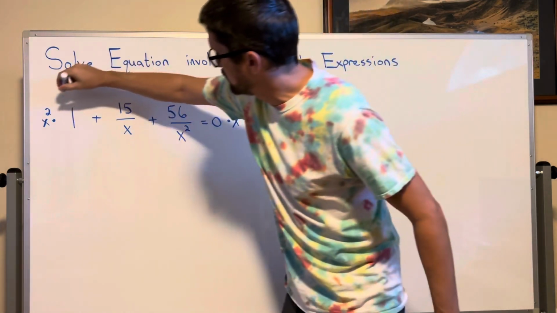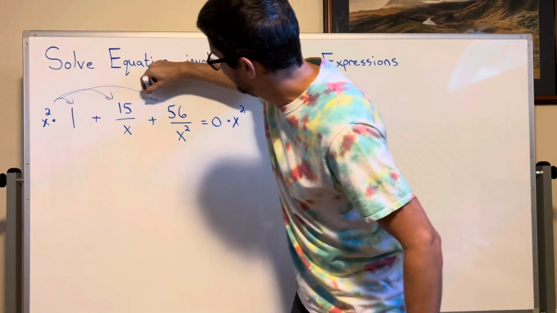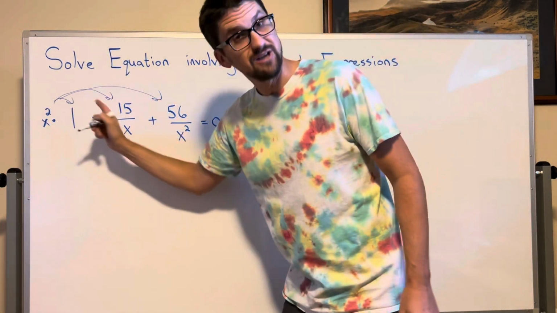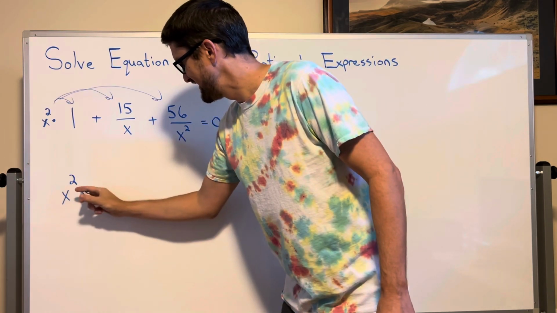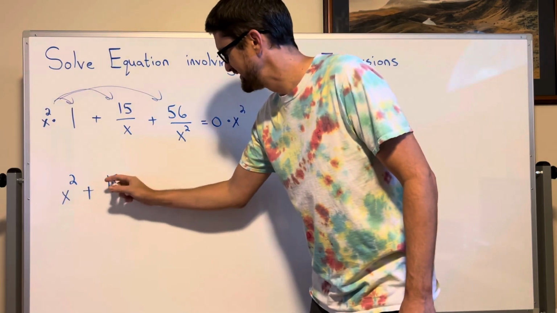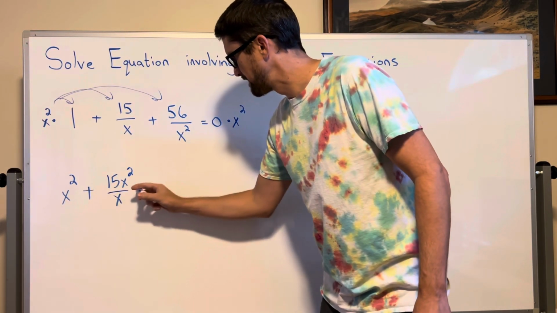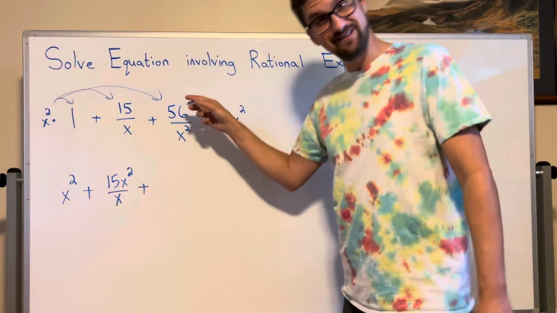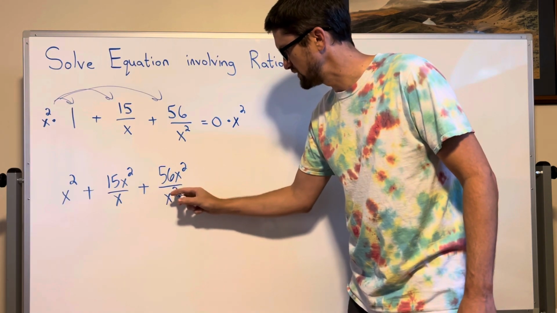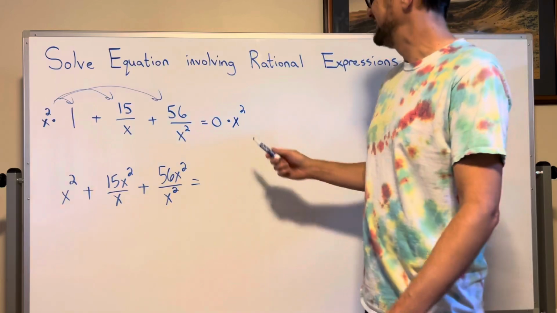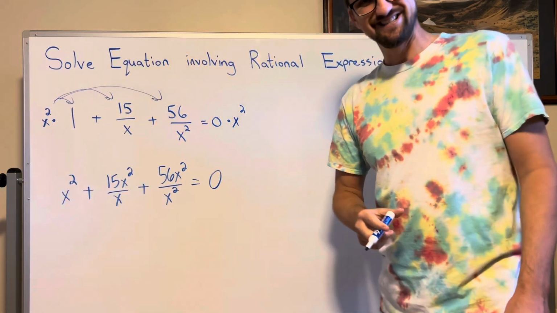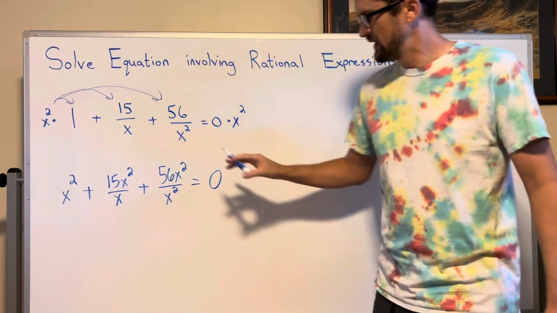On the left, the x squared needs to distribute to all three terms. x squared times 1, that's x squared. x squared times 15 over x, that'll give you 15x squared over x. And x squared times 56 over x squared will give you 56x squared over x squared. On the right hand side, 0 times anything is 0, so we just end up with 0 on the right hand side. Now let's simplify this down.